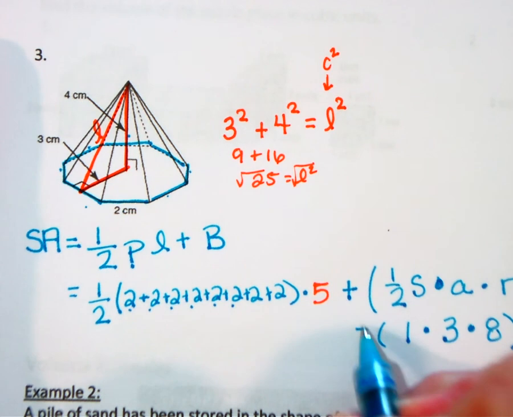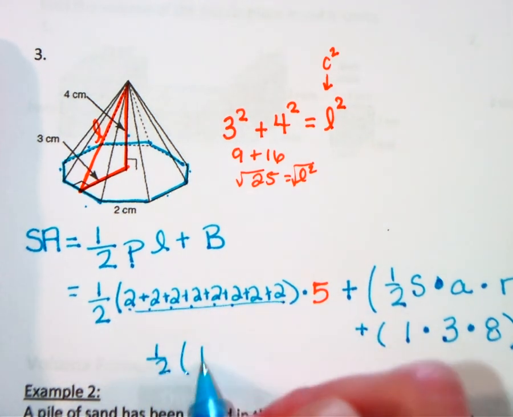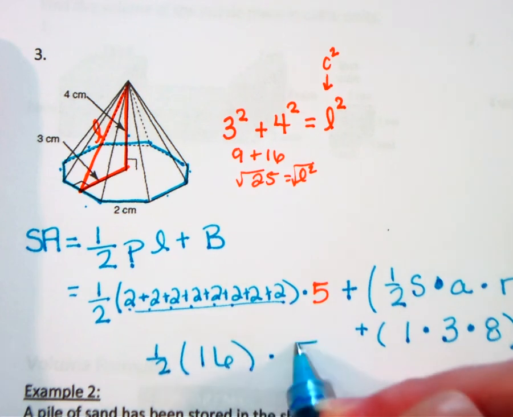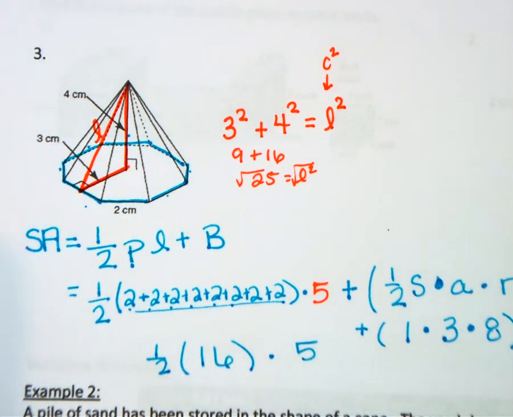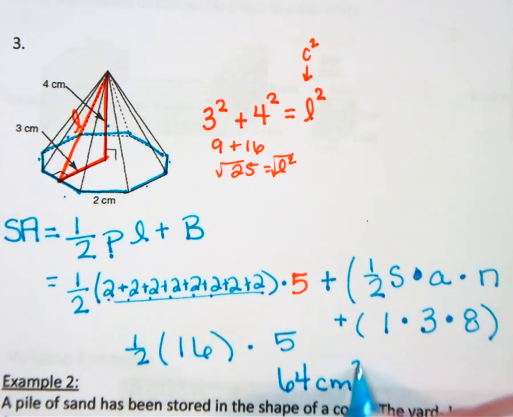Okay, so if I wanted to clean this up a little bit, remember here we have half, this is 16. So half of 16 times 5 plus my 1 times 3 times 8. All right, now we're ready to type this into a calculator. So 1/2 or 0.5 times 16 times 5 plus 1 times 3 times 8 is 64. 64 centimeters squared.